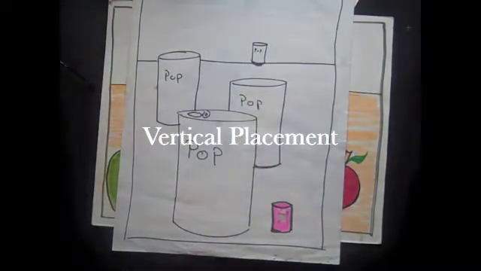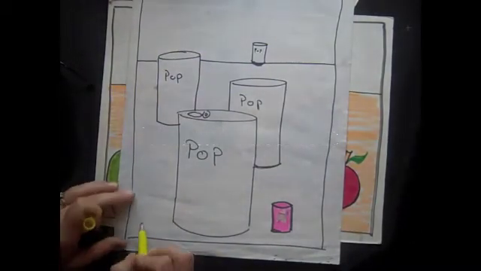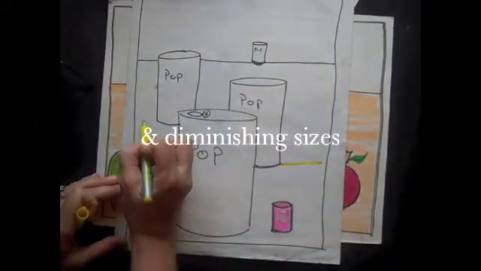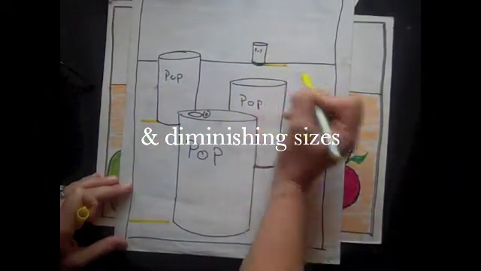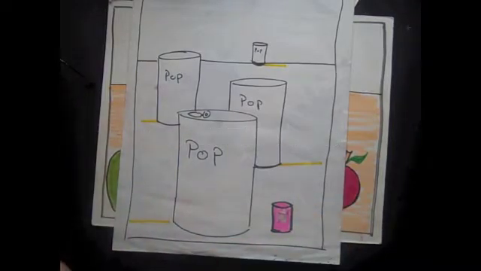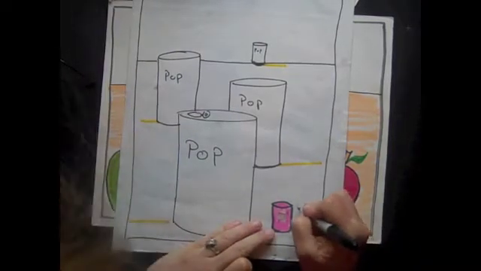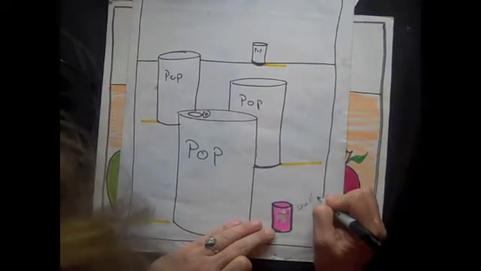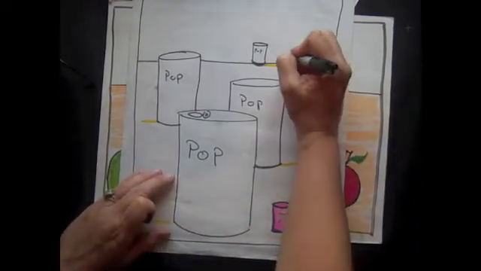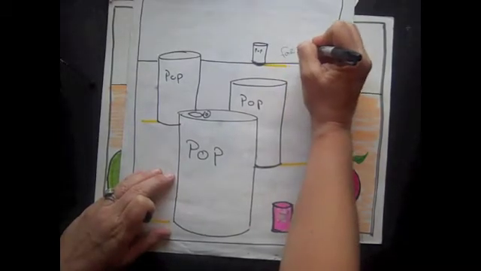Vertical placement, because the pop can that's lower in the composition is closer to you. And diminishing sizes. The small pop can at the top is really far away. The pink can at the bottom is really, really small, and really far away.